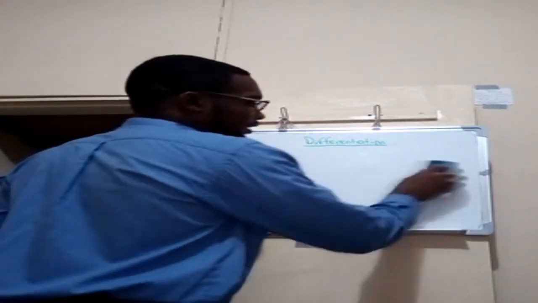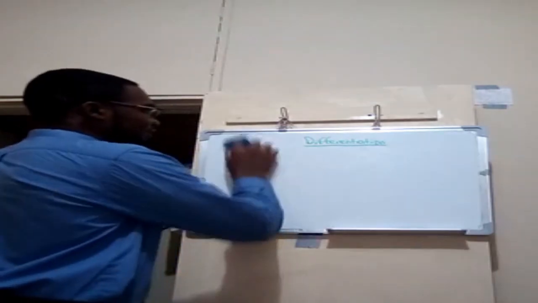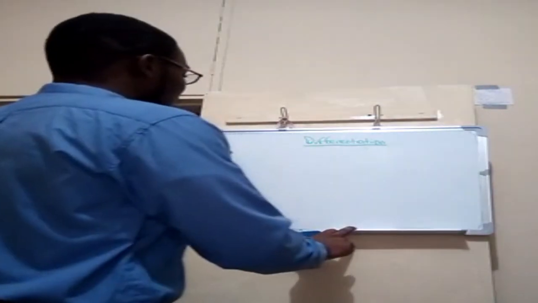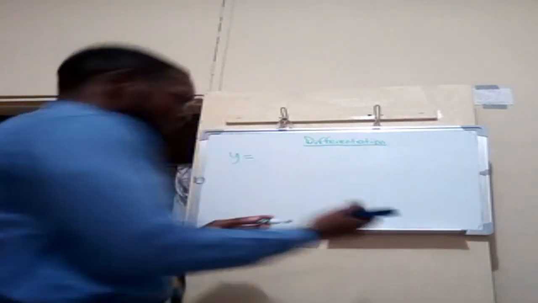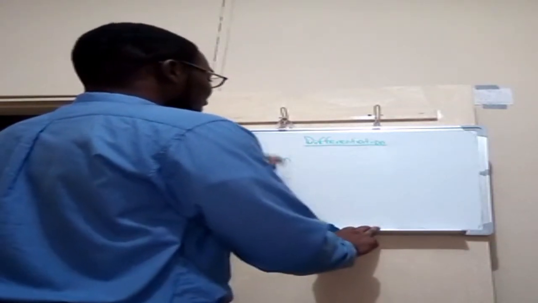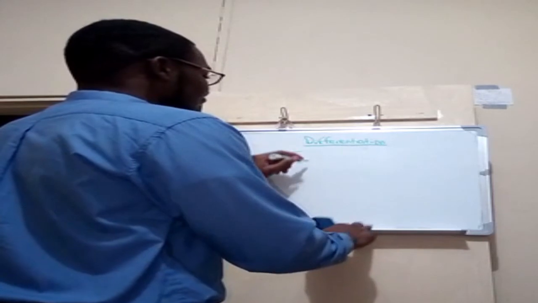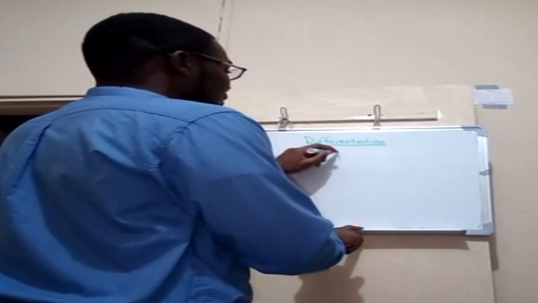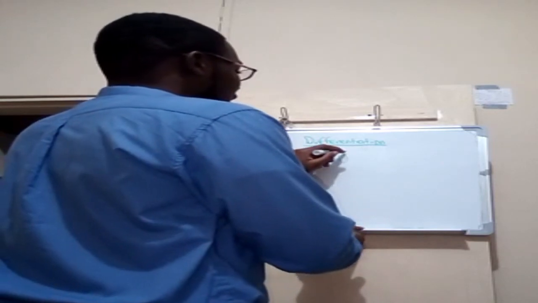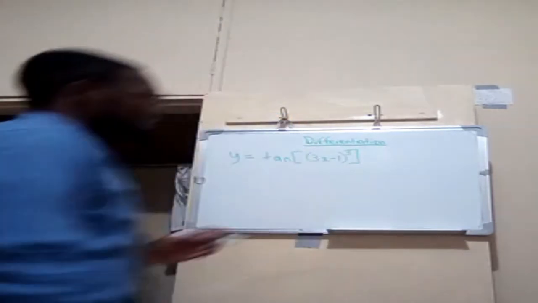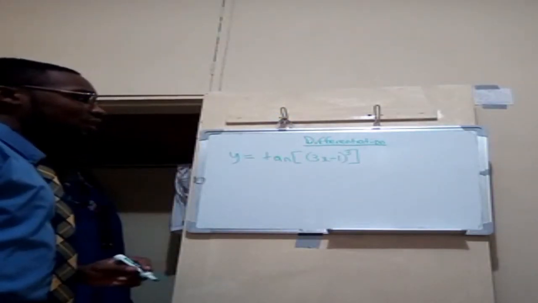Now, let's say we're going to be differentiating a tan function. Let's say y is equal to the tan of 3x minus 1 all cubed. Y is equal to the tan of 3x minus 1 all cubed.